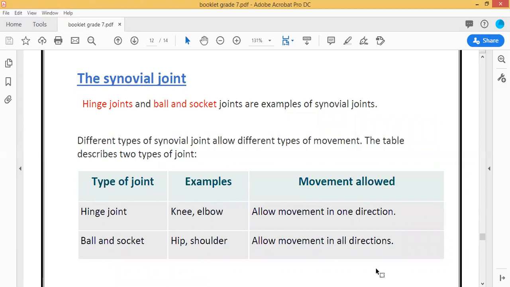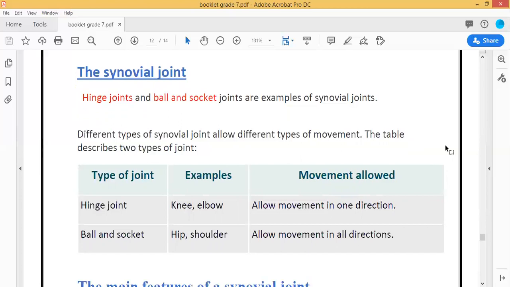Type number one can move in one direction only, and we call it a hinge joint. Examples, like what? Like the knee and elbow. Of course, the knee and elbow can move forward or backward. This is only one direction. What about the second type? The second type can move in all directions, and we give it a name, which is ball and socket, like your hip, your shoulder, your neck. They can move in different directions or in all directions.